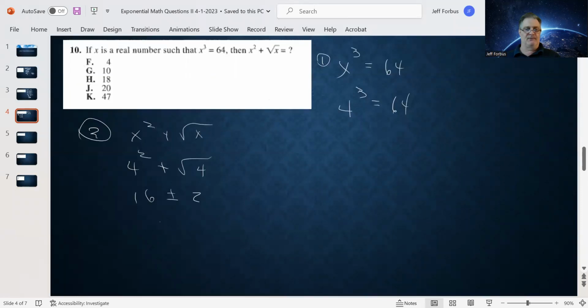16 plus 2 will give us 18, or 16 minus 2 will give us 14. Which one of these answers do we have in our answer choices? We have 18, which is answer choice H.